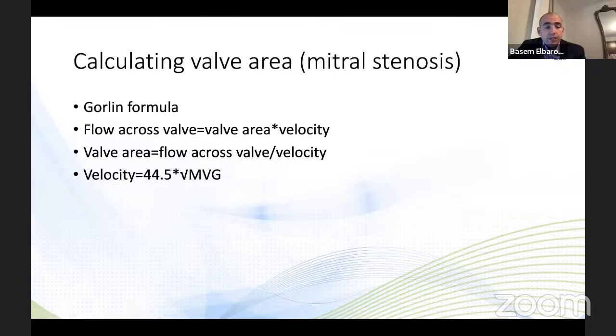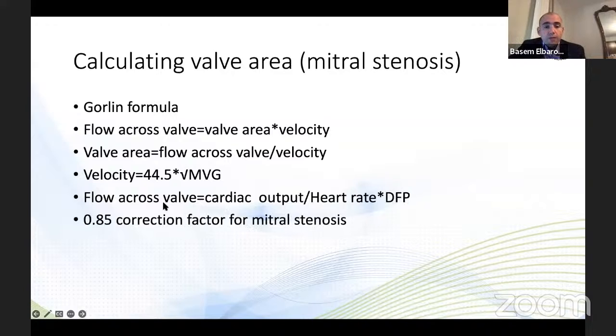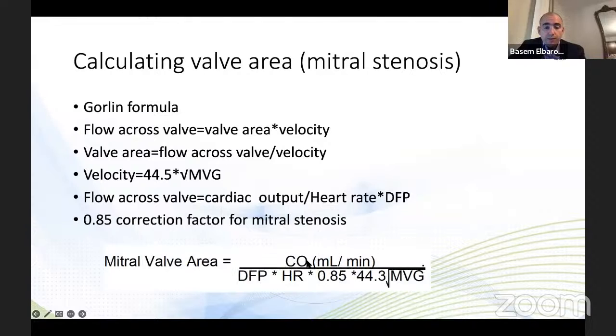Same calculation. And now for the cardiac output, the flow happens during diastole. So it's the heart rate multiplied by diastolic filling pressure. So cardiac output divided by heart rate multiplied by diastolic filling pressure. But there is a correction factor of 0.85. And that's what that equals. Cardiac output divided by DFP multiplied by heart rate by 0.85 multiplied by 44.3, the square root of mitral valve gradient.